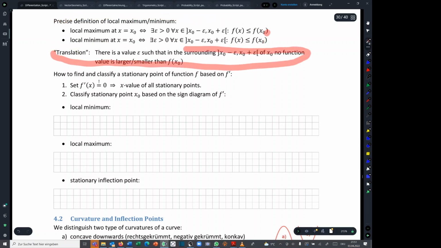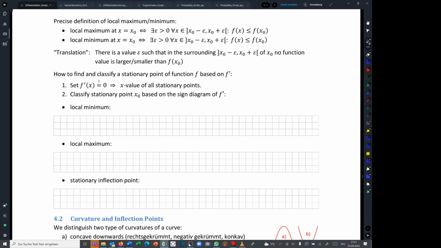Okay, here I provide an exact definition of a local maximum and minimum with a translation in a little bit more understandable terms. Here this being very mathematically formulated. This is still quite mathematical, just for those interested.